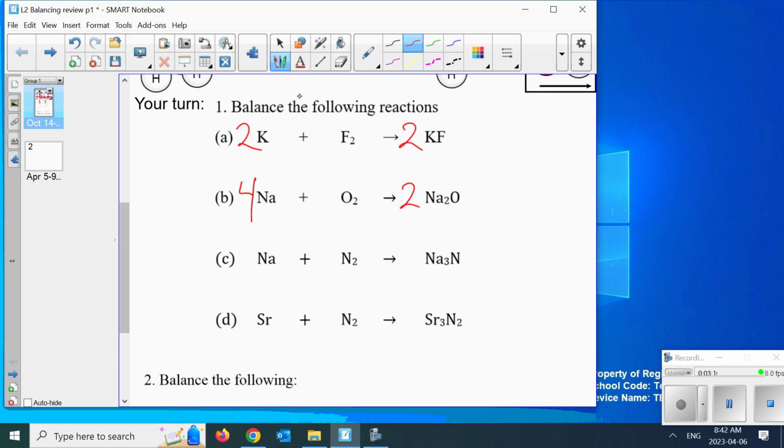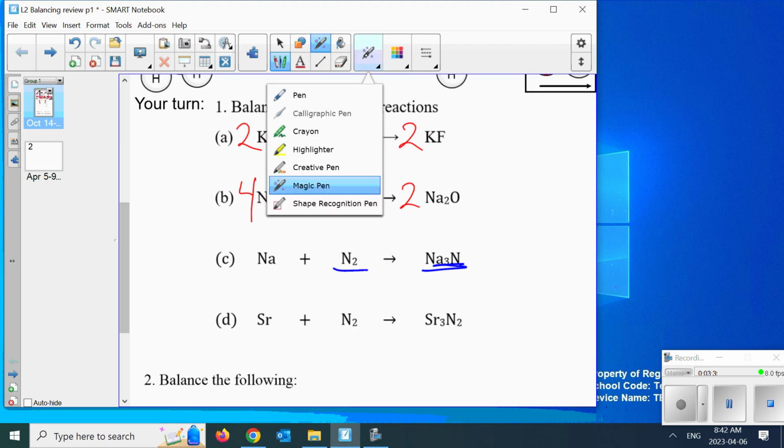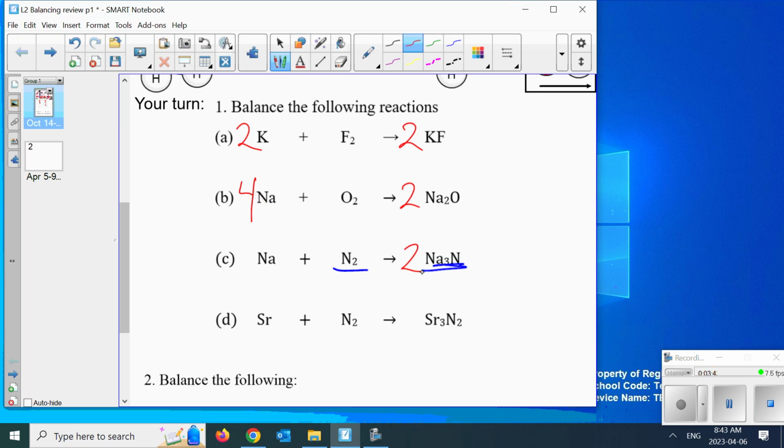Think about the compound. Somebody else other than Lori did. So talk to me. What are we looking at? I see a problem here. Okay, good. Then we got 2 times 3, 6, Na.